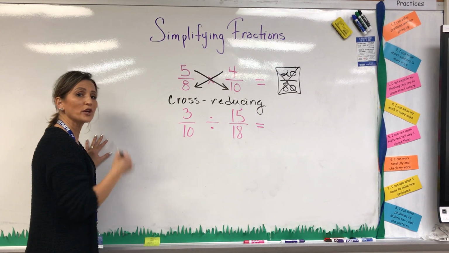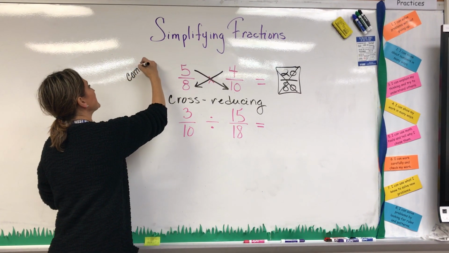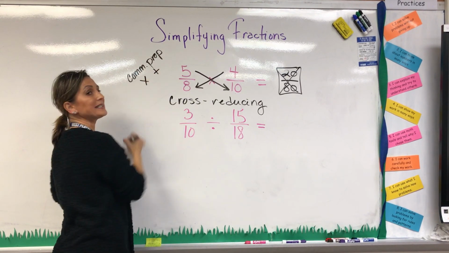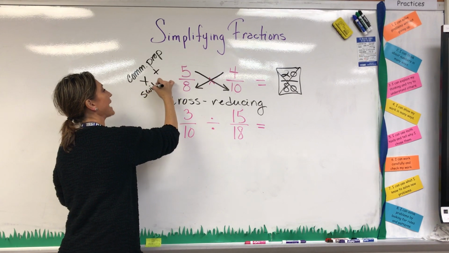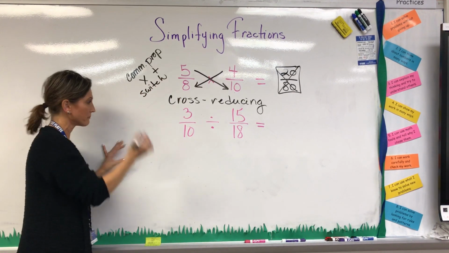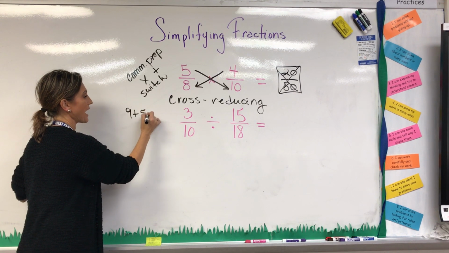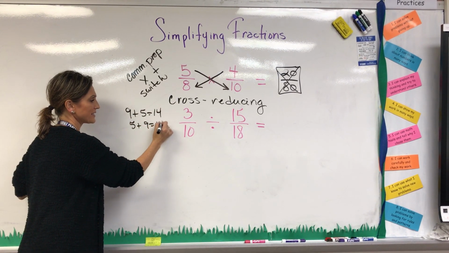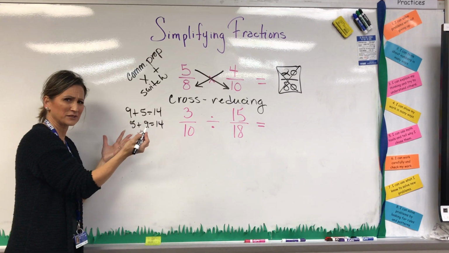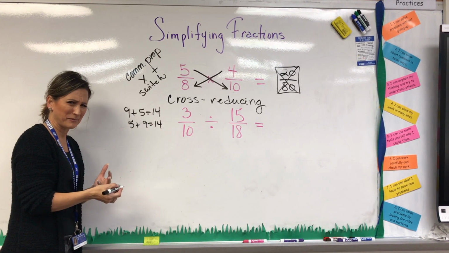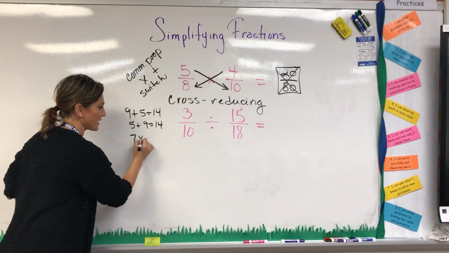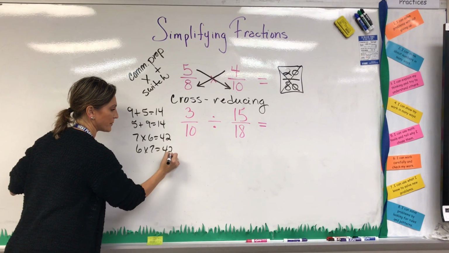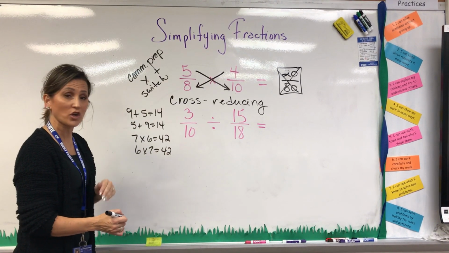And I let them know there's a property called a commutative property. And that says with multiplication and addition, you can switch spots and still get the same answer. Such as 9 plus 5 is 14. Well, 5 plus 9 is still 14. Just because I switched their spots doesn't mean they give me a different answer. It's the same with 7 times 6 is 42. And 6 times 7 is 42. So, why do we get to cross-reduce?